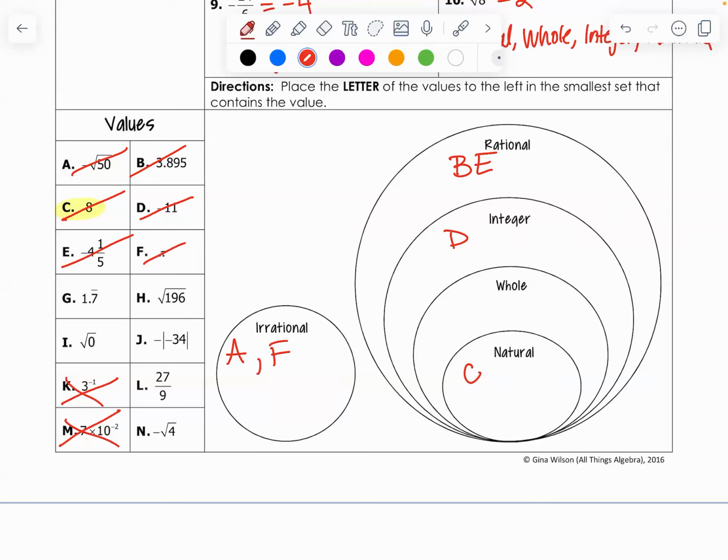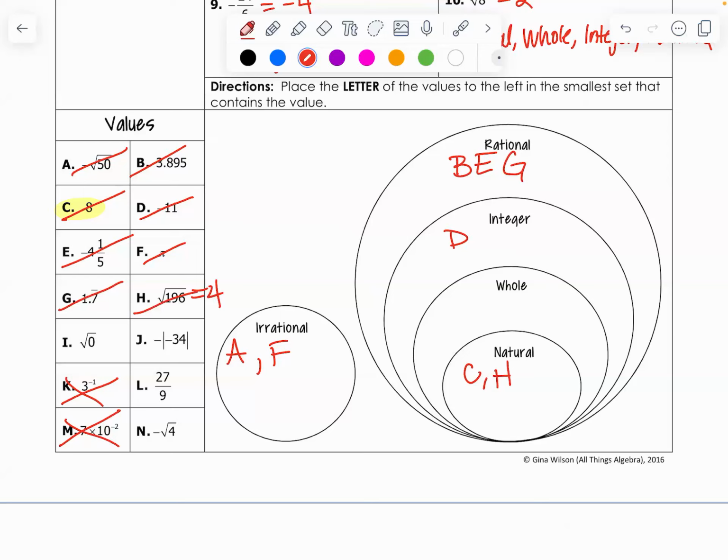1.7 repeating. Austin. Yes, it's a decimal that repeats. It's a rational. Oh, perfect. Emma is begging for the next one. Square root of 196. Integer. Wait, no, it's natural, my bad. What's the square root of 196? It is 14. And 14 would belong in our natural numbers, and all the rest.